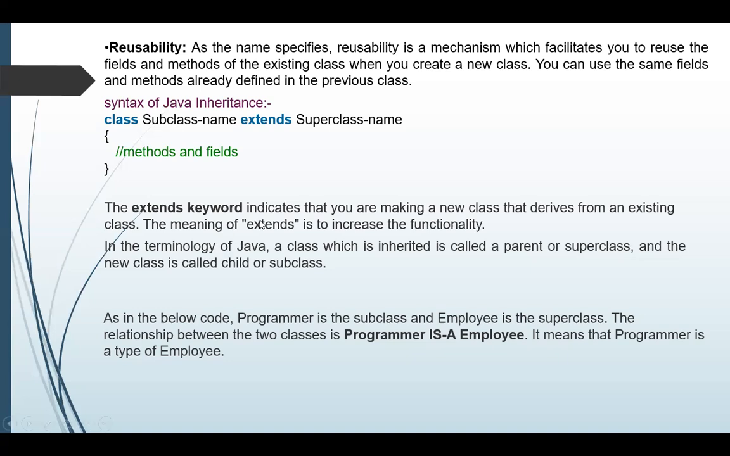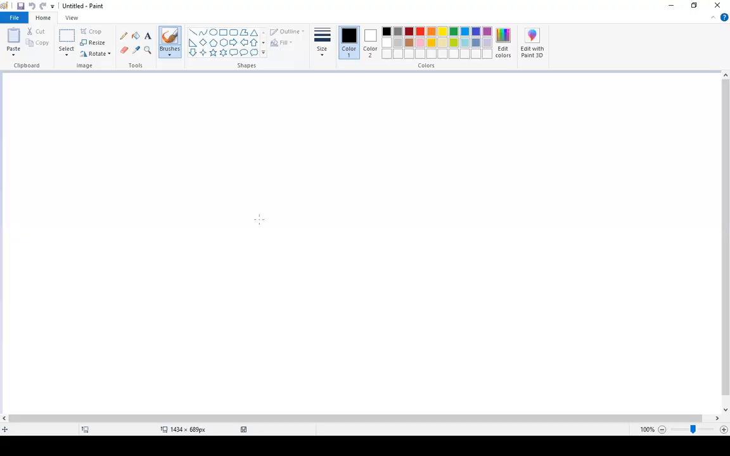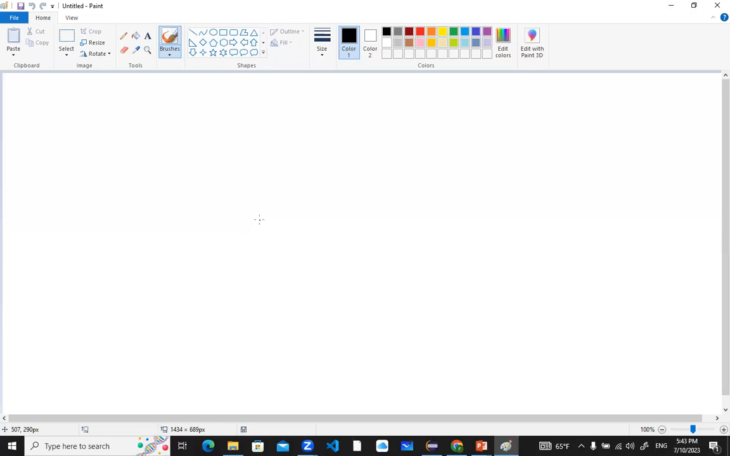Now in the next slide, I took an example of an employee and a programmer. Employee and programmer are connected with each other. How? Let me go to Paint. For example, employee is a common property that each company, each section, each government section has.